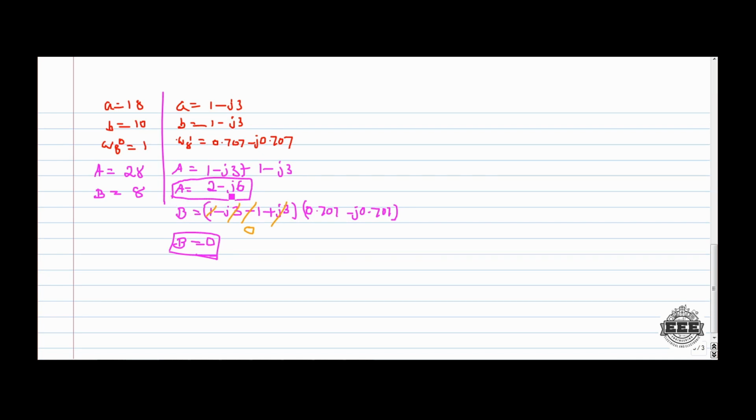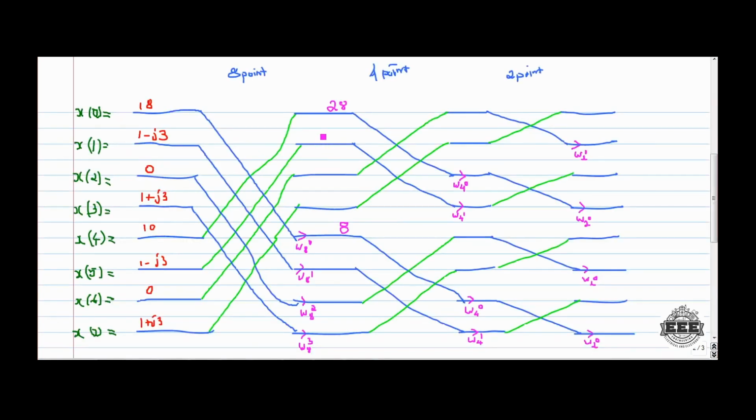Okay. A value is 2 minus j6, B value is 0. So here, 2 minus j6, your B value is 0. If it is 0, then the next step is the easiest manner. Okay, we go for the third step. Your A value is 0, B value is 0. So simply we can put 0. So 0 plus 0 is 0, 0 minus 0 is 0, into twiddle factor also 0.